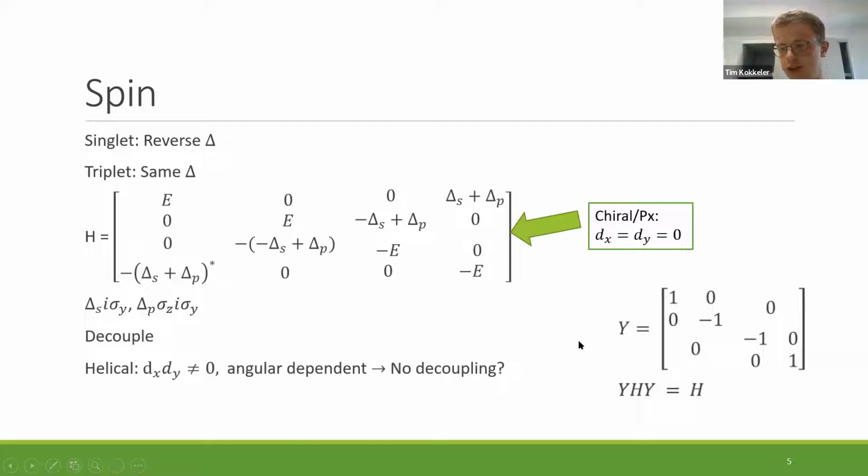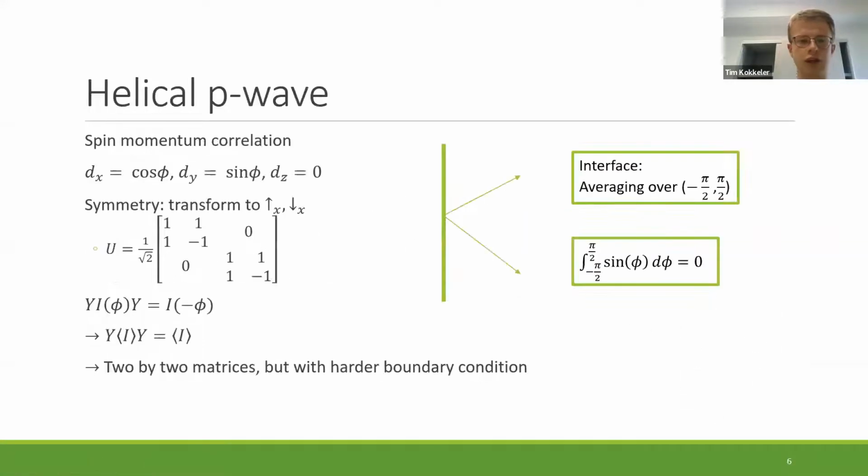So to investigate this, we need to make this a bit more explicit. Having zeros in these positions implies having what I will call this Y symmetry. So YHY gives us again the same matrix. For the full Green's function in the bulk of the S plus helical p-wave case, the symmetry is obviously not satisfied. However, we are only interested in the current predicted by the Tanaka-Nazarov boundary conditions.